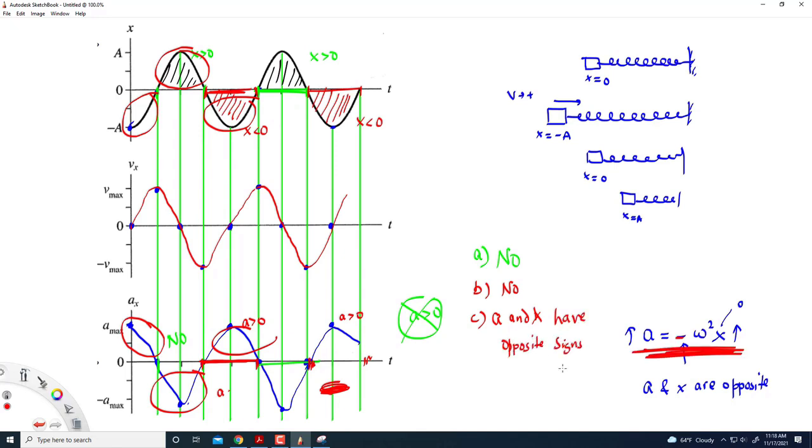Now part D. So for x greater than 0, do you see any part that has v greater than 0? Yes or no? Yes. So this part is greater than 0. From here to here, see that part, velocity is greater than 0. Likewise, this part, x greater than 0, from here to here, you have this part where v is greater than 0. So that means yes.